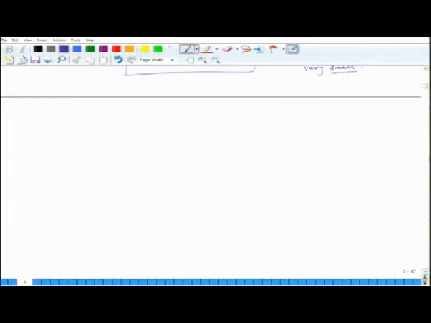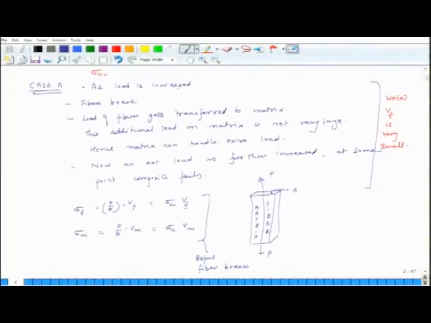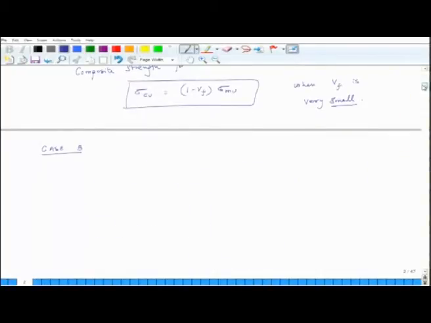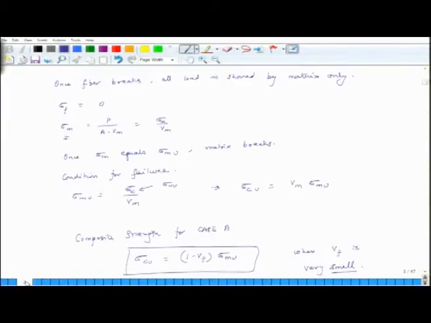So, we will now do case B. In case A, what did we say? As load is increased, initially the fibers are going to break, load of the fibers gets transferred to matrix, and this increase in the load of matrix is not sufficiently high. So, matrix can handle extra load, and I can still further increase my external load, and beyond the threshold the matrix also fails. In case B, that is not the situation.